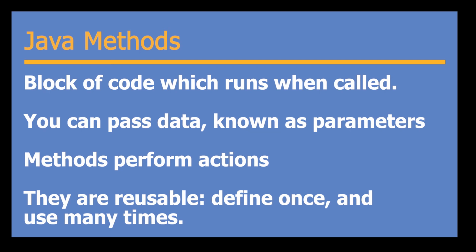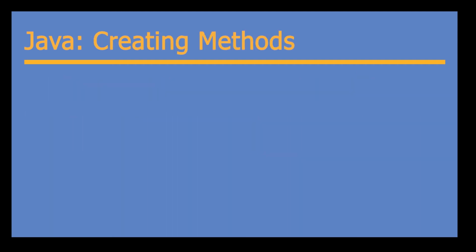So what is a method? Well, a method is a block of code which only runs when it is called upon. You can pass data known as parameters, and what's also really cool is it's reusable, so you can run it as many times as you like. In other programming languages, these are also called functions. Let's take a look at how you create a method.